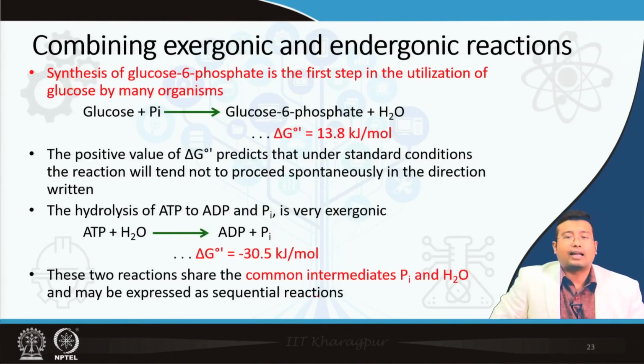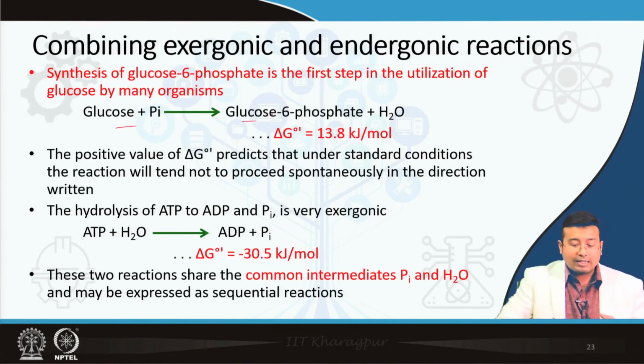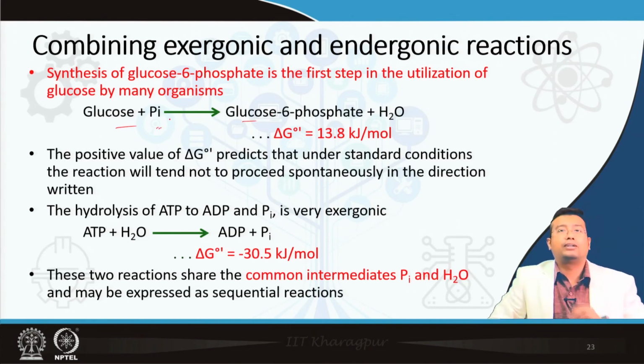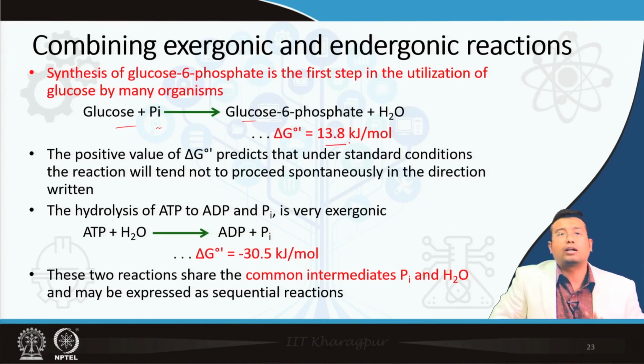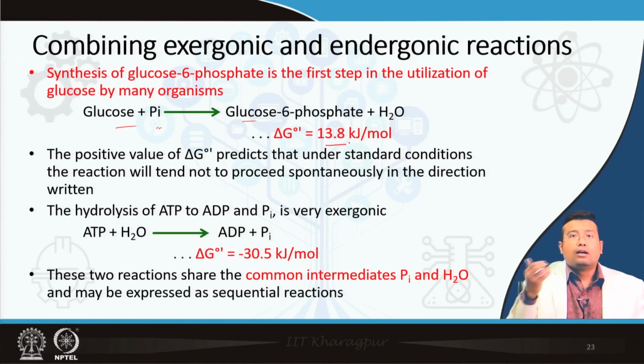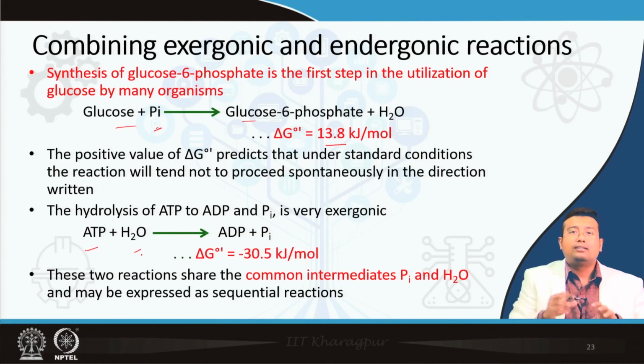So, this is a very classical example. Mind it, glucose plus inorganic phosphate is converted to glucose 6-phosphate and water. The standard free energy change is 13.8 kilojoule per mole, positive, not at all favorable. However, we couple this reaction with a common intermediate, that is inorganic phosphate. So, what do we do? We utilize ATP hydrolysis. When adenosine triphosphate combines with water to form ADP and Pi, the reaction is highly spontaneous. The total delta G change is minus 30.5 kilojoule per mole.